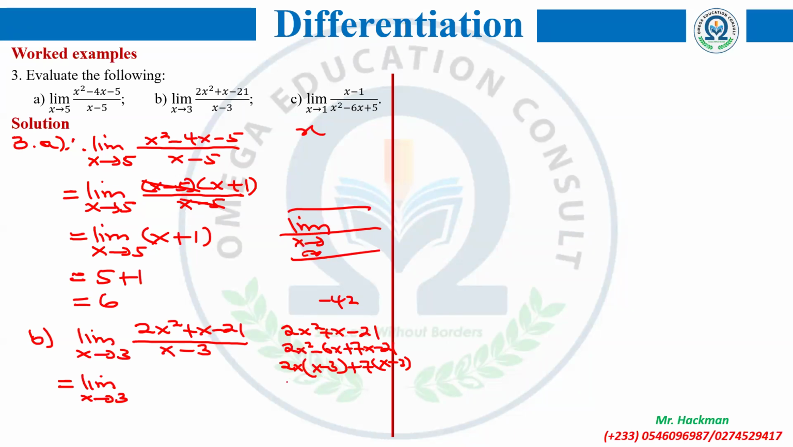So your last factorization will be 2x plus 7, into x minus 3. My professors, I hope my point is well made. Is everyone fine up to this point? Yes, sir. Okay, great.